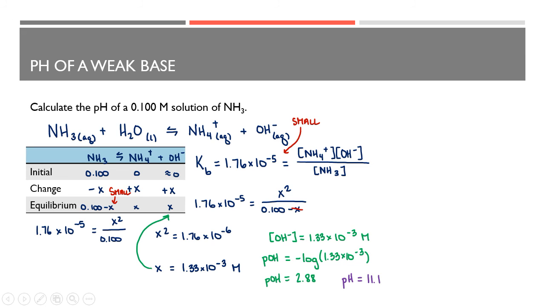Now, does that make sense? We have a basic solution. It's a weak base. It's not a fully dissociated base. So the pH is less than what we would expect it to be in comparison with a strong base.